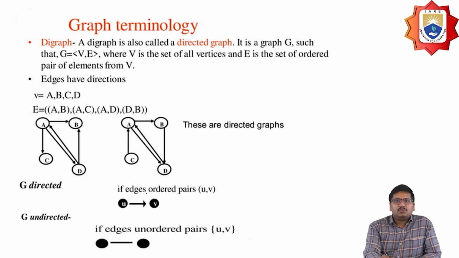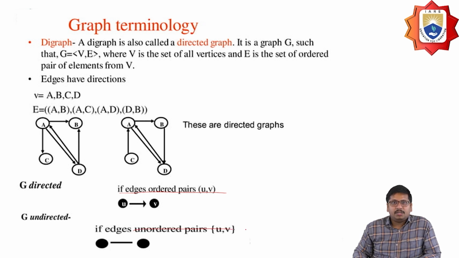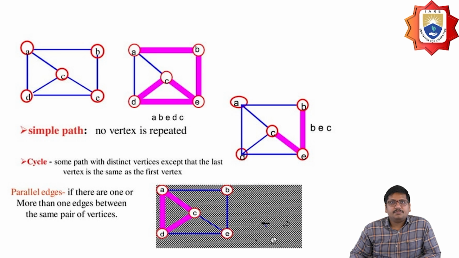If the edge is an ordered pair, it is a directed graph, and in an undirected graph the edge is an unordered pair. Whenever the graph has directed edges, it is called a directed graph, and whenever the edges do not have any kind of direction, it is called an undirected graph.